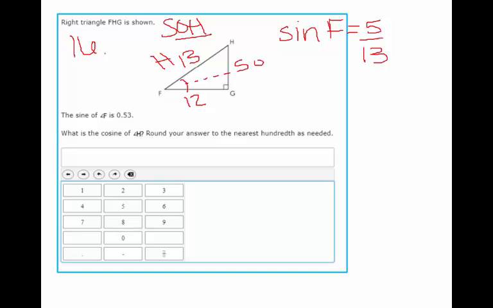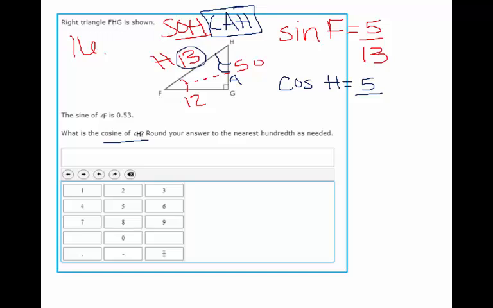Okay, let me kind of switch colors here. And what if we wanted to look at the cosine, but of this angle? So cosine is adjacent over hypotenuse. So if we think of the cosine of H, it is the adjacent. Now all of a sudden, that 5 becomes the adjacent side. So here, our cosine of H would also be 5 over, and this is still our hypotenuse, so 5 over 13. What do you notice about these values? They are the exact same.